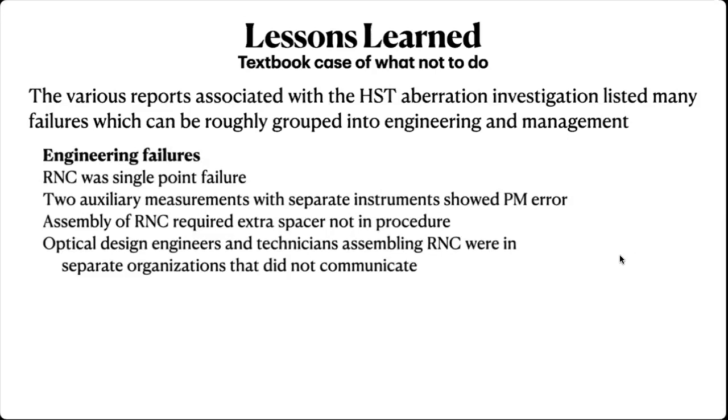So in the engineering category, this reflective null corrector was a single point failure in the sense that Perkin-Elmer had great confidence in this instrument. It was specially designed to be accurate enough to do this job, but there was no independent testing once the thing was put together that it was done properly. In fact, two auxiliary measurements with cruder instruments showed that there was a problem with the primary mirror before it left the factory. Instead of going back and trying to resolve the issue why certain instruments did not agree, they chose to just accept the results of the reflective null corrector because that was the expensive, well-designed, carefully implemented instrument, and ignored these other results.